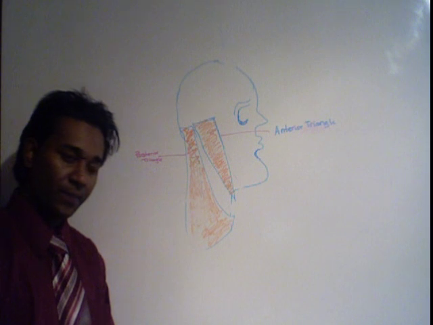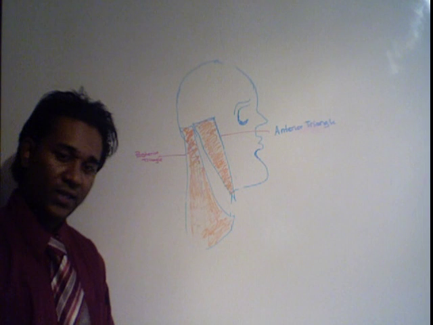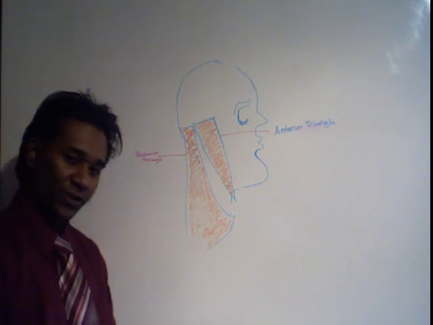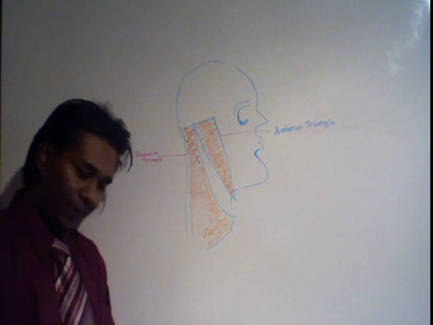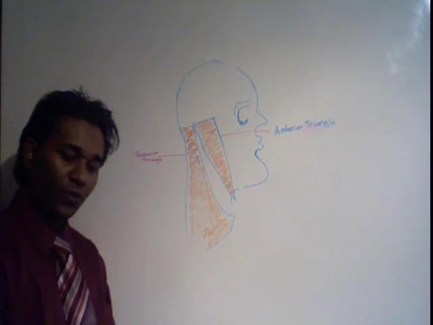So basically, the most important vessel of the external carotid is the middle meningeal artery, which is a branch of the maxillary artery. Any rupture to this will cause epidural hematoma.